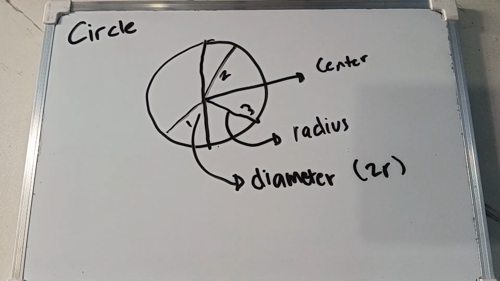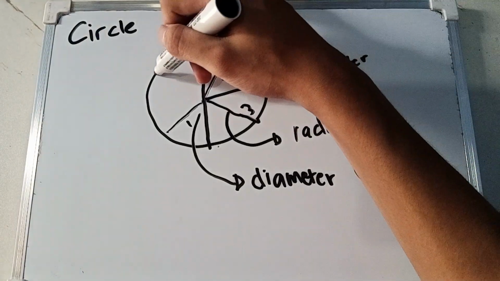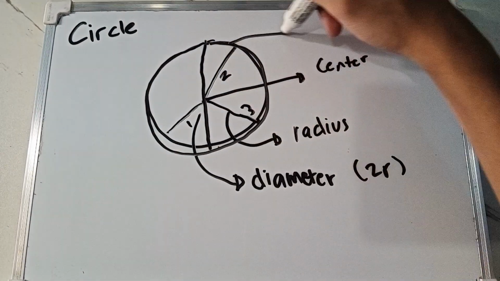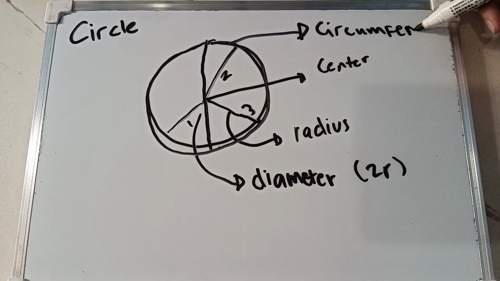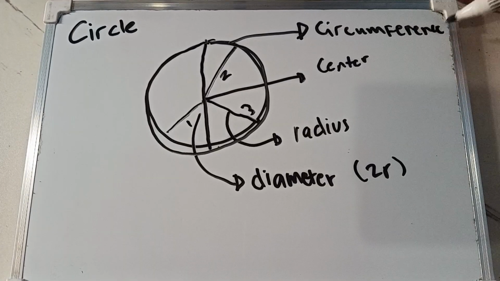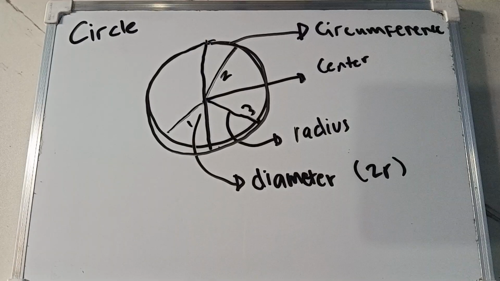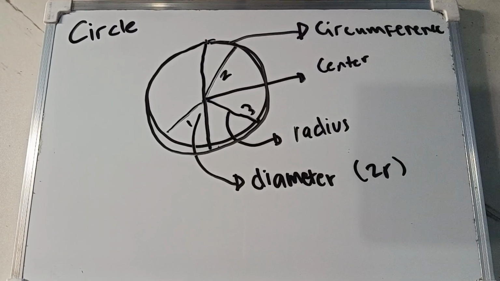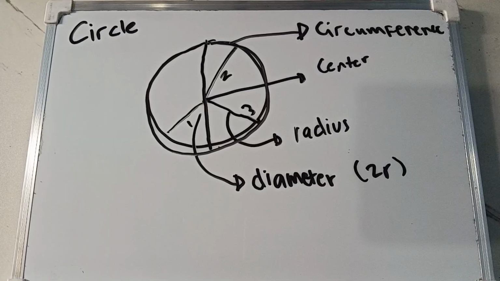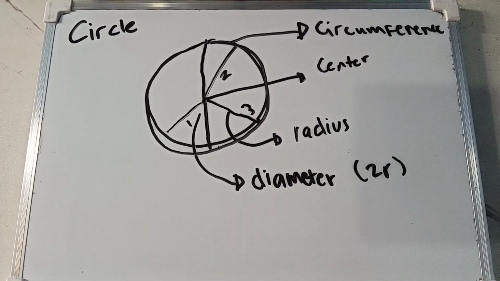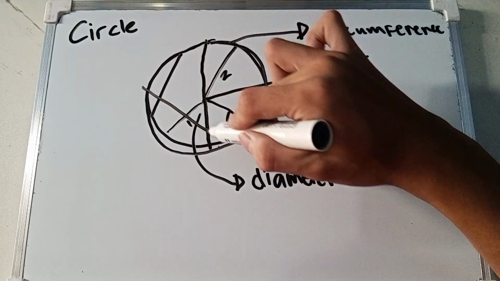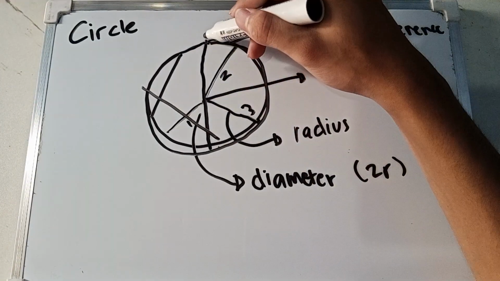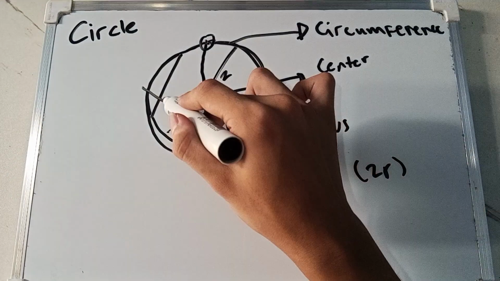Now the circumference is the perimeter of the circle, the distance around this. That is the circumference. Now the chord is defined as the line segment connecting any 2 points. So connecting any 2 points, this is a chord, this is also a chord, and the diameter is also a chord since it connects 2 points.